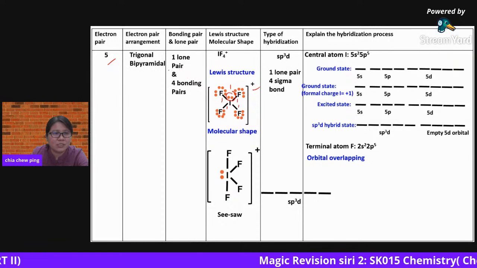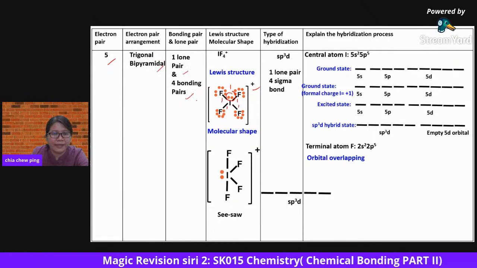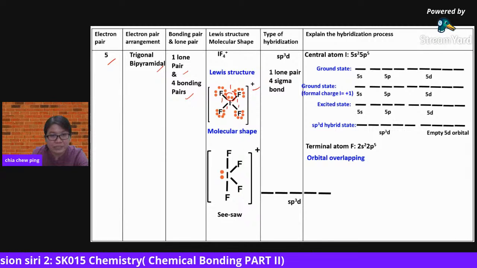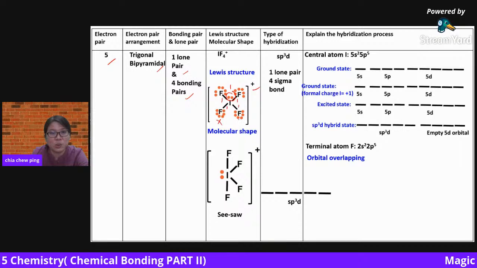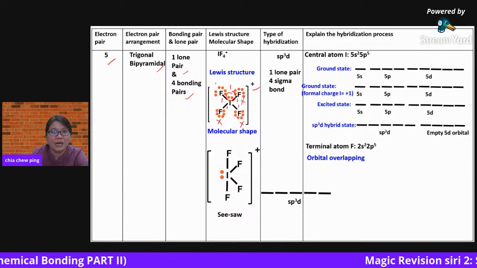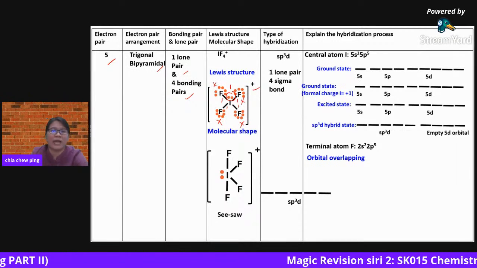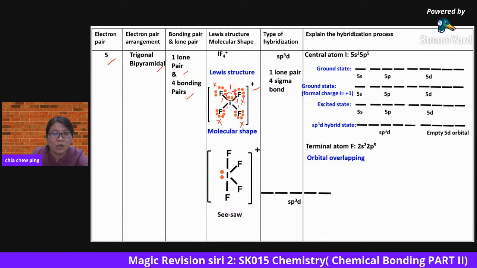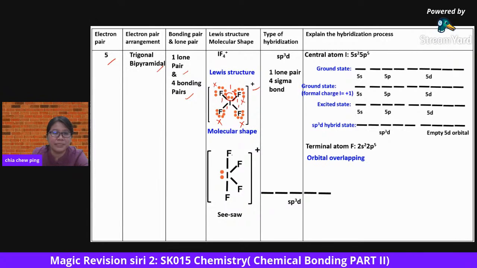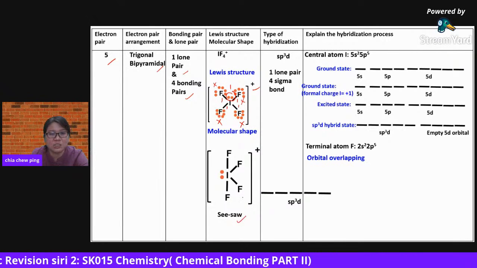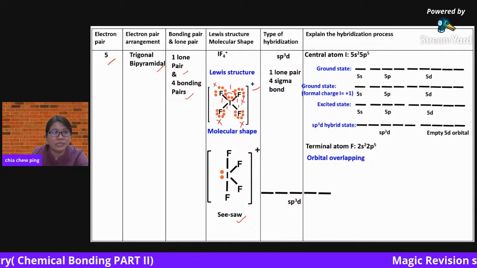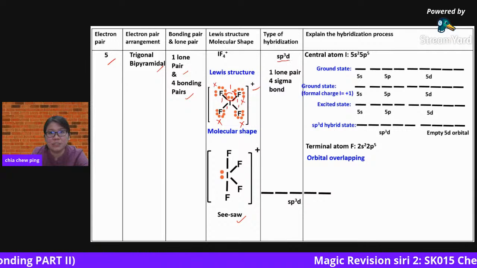So that means trigonal bipyramidal, 1 lone pair and 4 bonding pairs. Since this is central atom involved in hybridization, the central atom hybridizes, the terminal is not hybridized because of the single bond, so it doesn't need to hybridize. After considering the one lone pair for trigonal bipyramidal, the molecular shape is a seesaw. For the type of hybridization, it depends on the electron pair five, so sp3d.